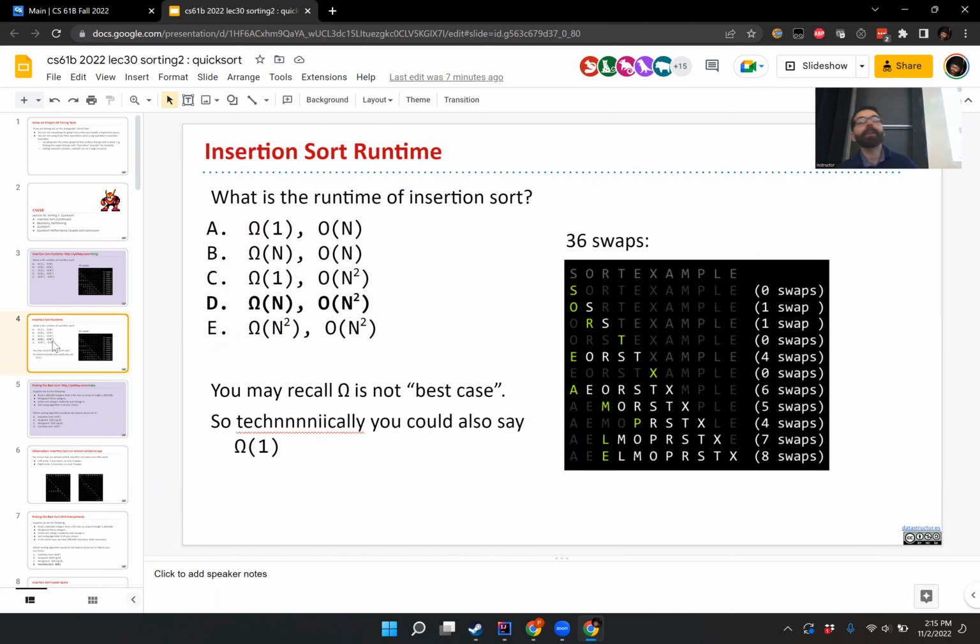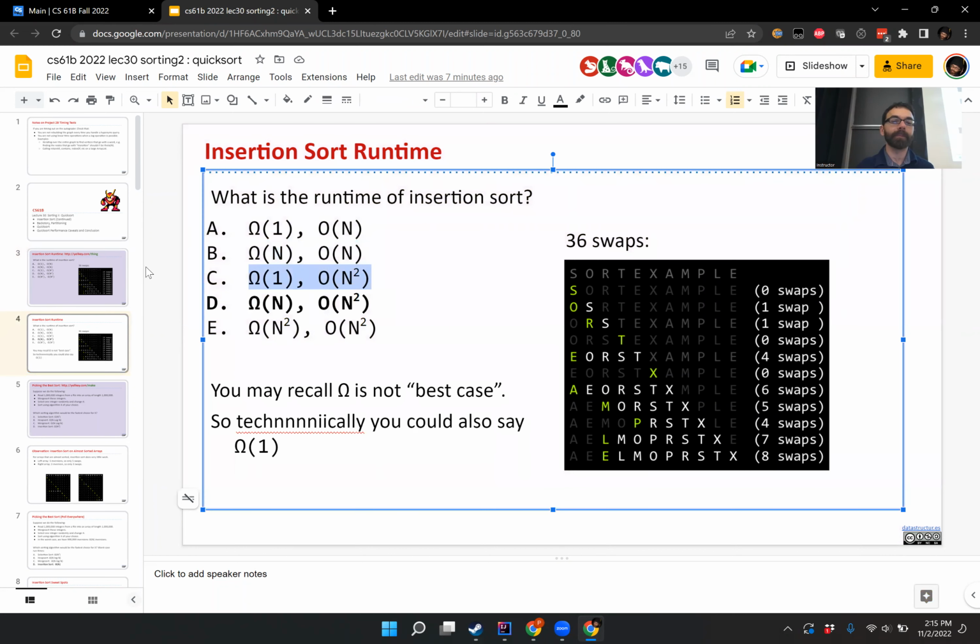Now I kind of cheated here a little bit. You could have also technically said this answer and been correct, but then I would say you're being pedantic. Or not pedantic, but you're not using as tight a bound as you possibly could. So you could also say that it's omega 1, because surely it's at least constant time, but the tightest bound is omega n, O n squared. Okay, so both of these are true. This one's more useful.